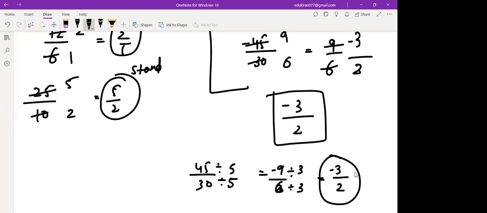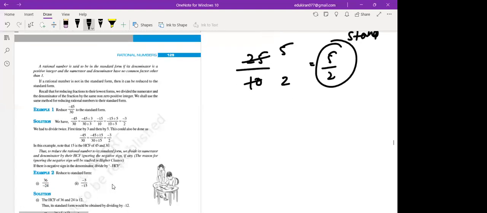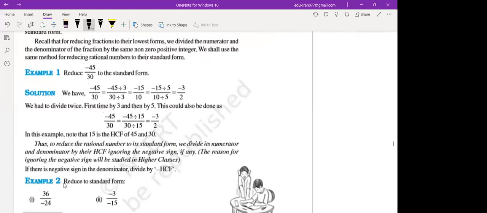Okay? Now coming to the next question. Can you see this question? Example number 2: reduce to standard form. Everybody, can you see it? Example number 2, everyone. Quickly do both the parts and tell me the answer.